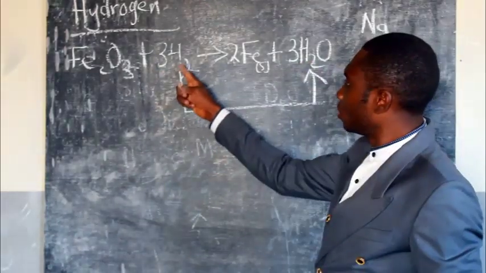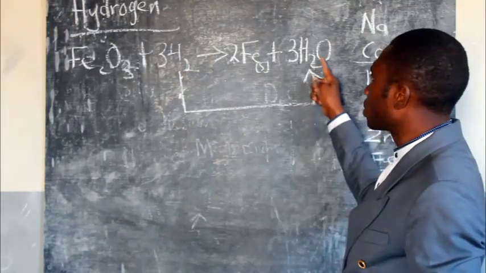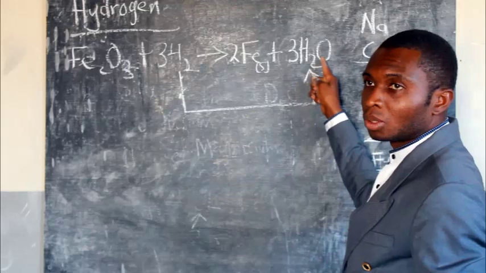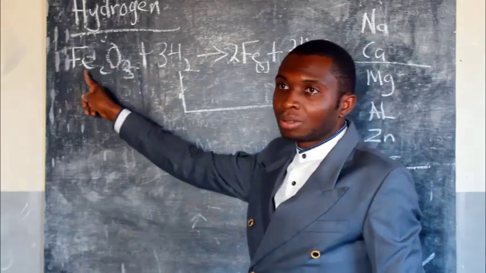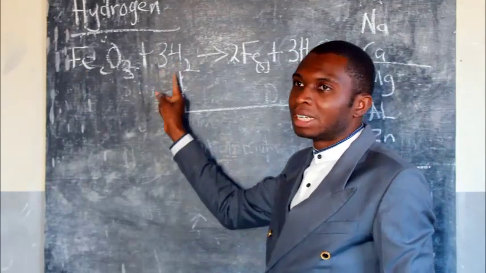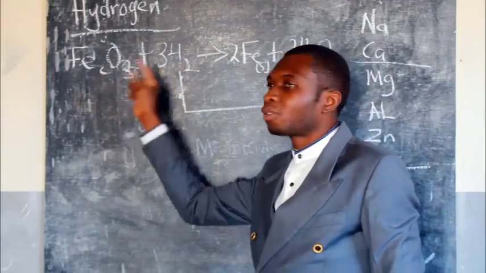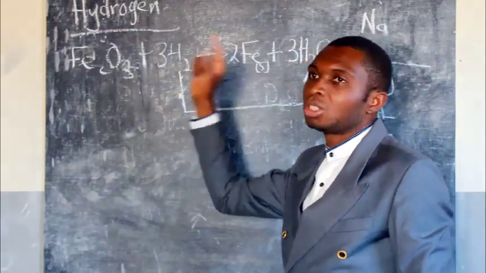So, did you see hydrogen here? Did you see it acquired oxygen? Did you see that it removed the oxygen in iron? So, it takes a reducing agent to remove oxygen from a substance. It takes what? To remove oxygen.